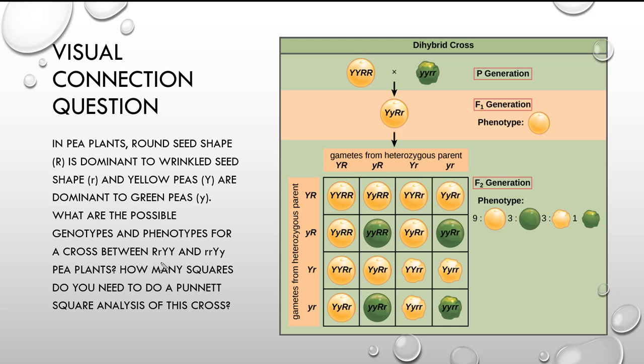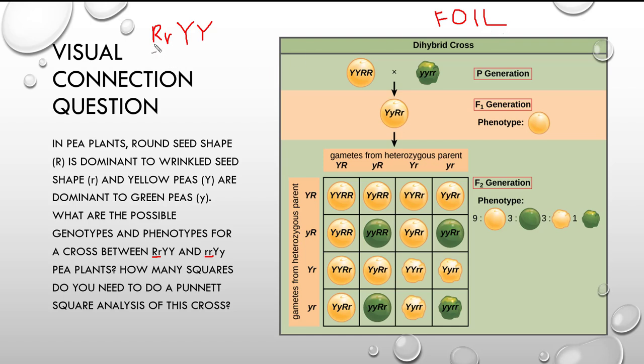So first off, it says here, how many squares do you need to do a Punnett square? So let's look at the possible gametes first, okay? So if we set up the gametes, we have big R, little r, big Y, big Y. In order to figure out our gametes, we need to do something called FOIL. FOIL stands for first, outer, inner, last.